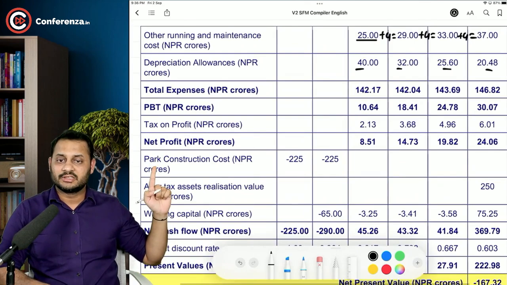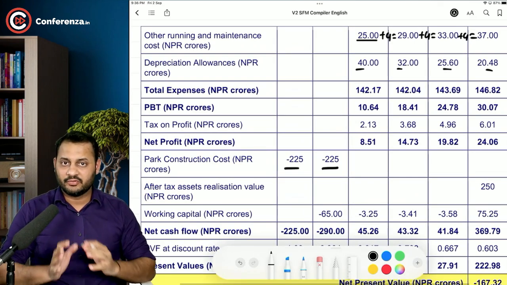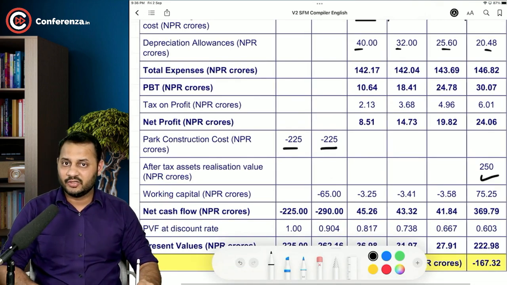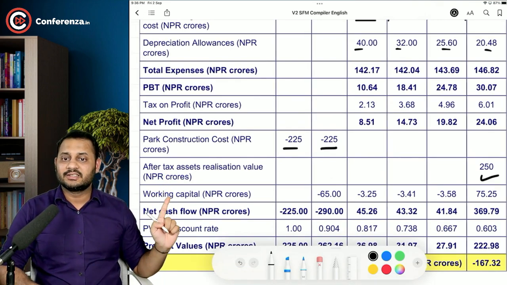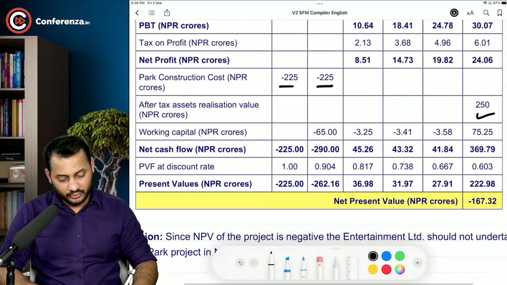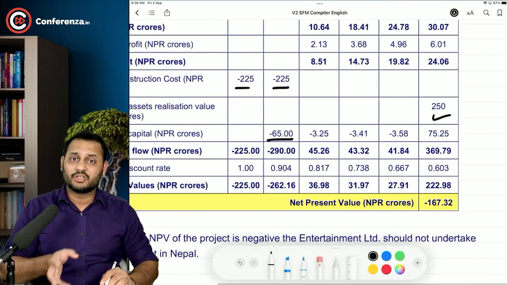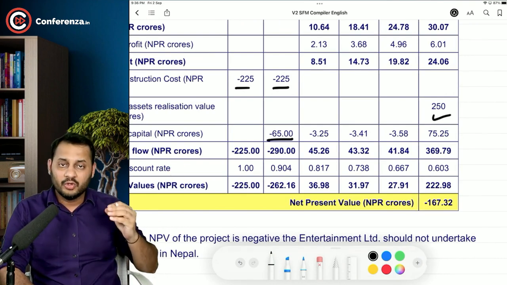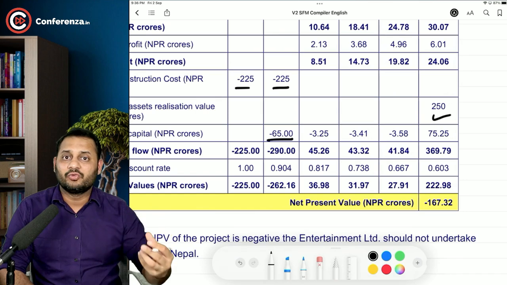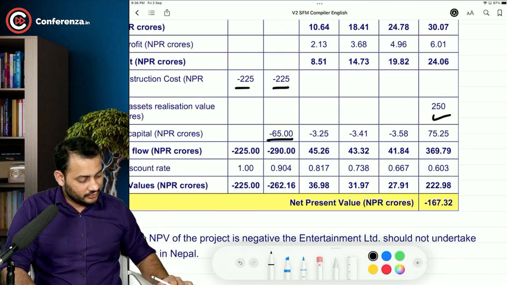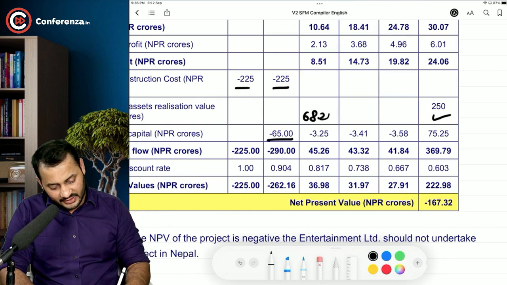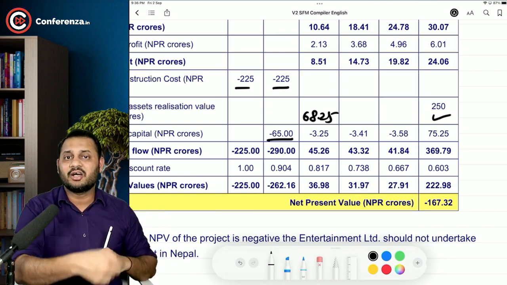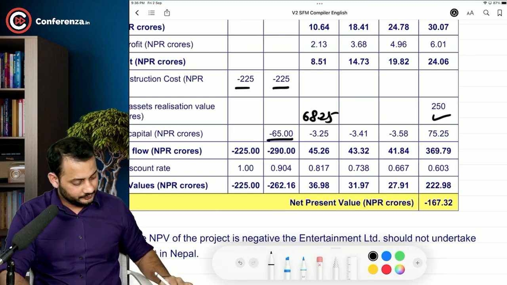Okay, so this is the park's construction cost, 225 in the 0 and the first year, and then after tax realizable value 250 at the end of the year when we will sell this project. This is the working capital every year required. I told you it will be 65 in the beginning, but because 5% is increasing every year, we will have to make a cash outflow of the balance amount. So let me write down the final values. It will be 68.25. So 68.25 minus 65 is the extra additional working capital required.